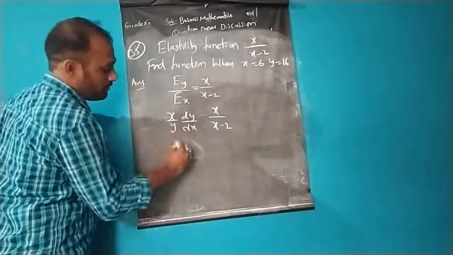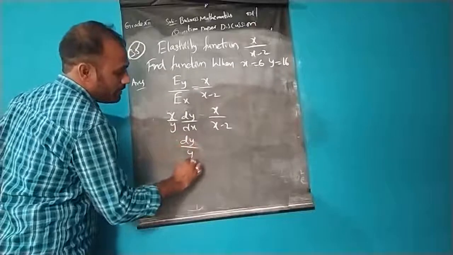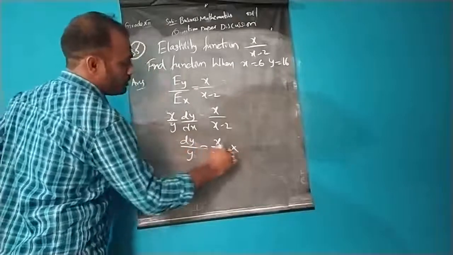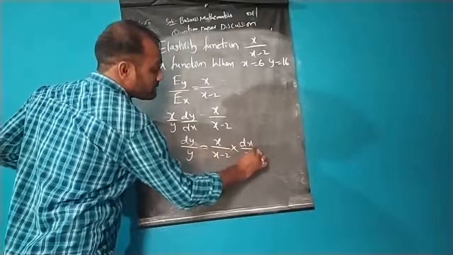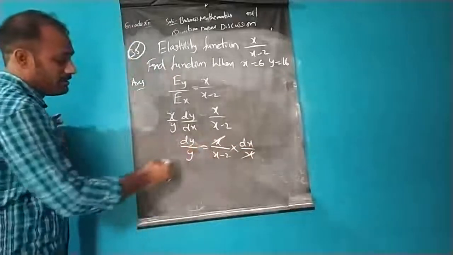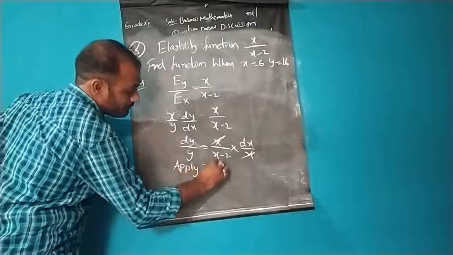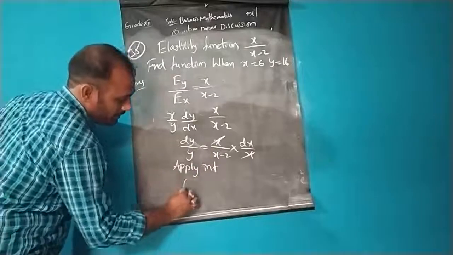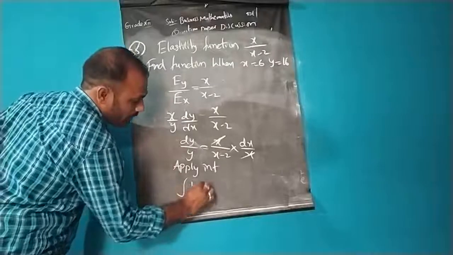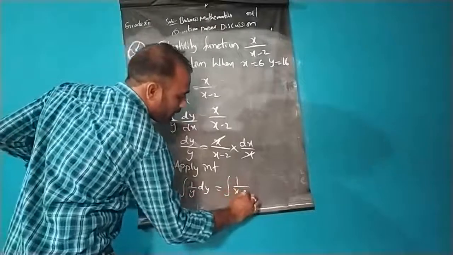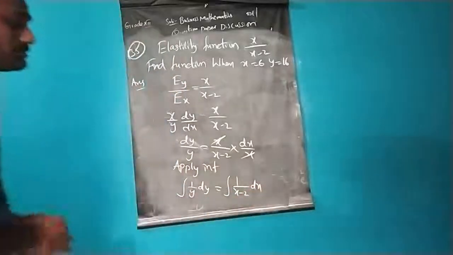So let it be y value itself. So dy by y is equal to x by x minus 2 into dx by x. x gets cancelled. So apply integration on both sides. It will become integral 1 by y dy is equal to integral 1 by x minus 2 dx.